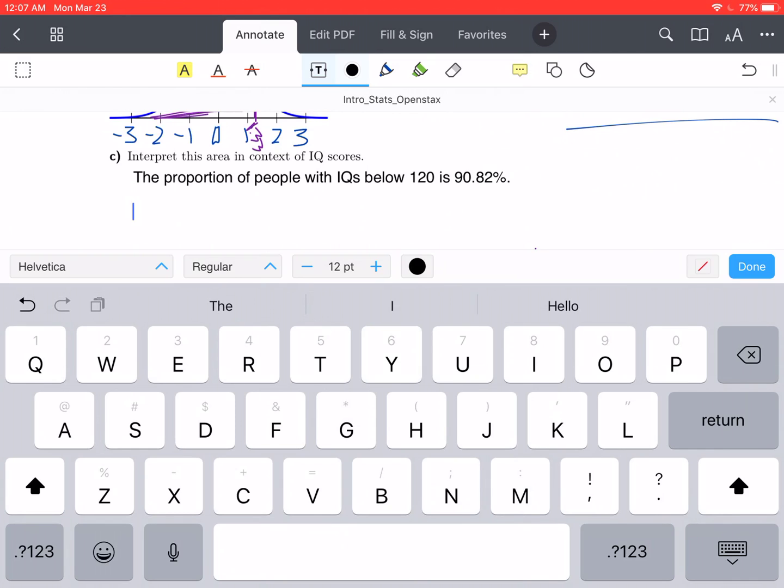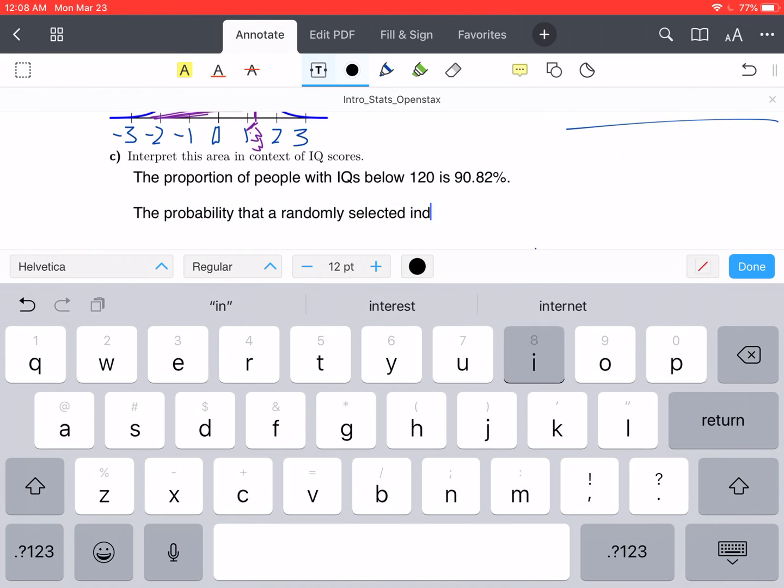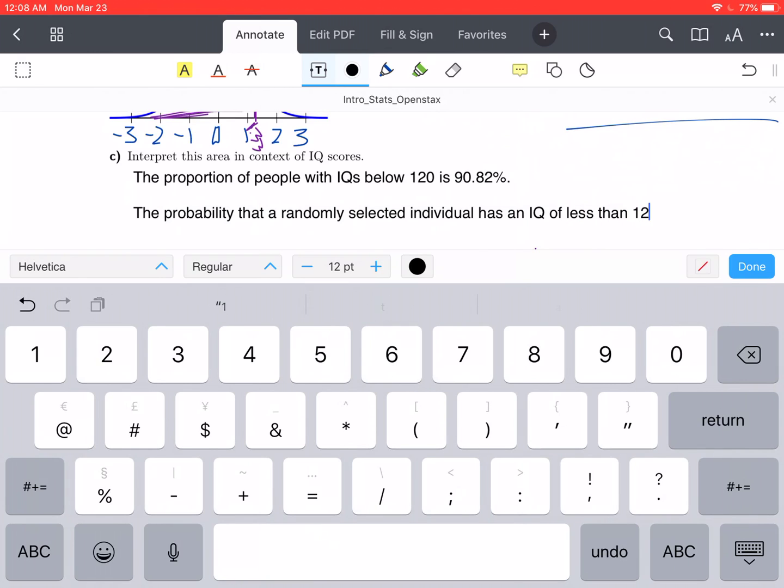And then, of course, our interpretation is a probability. We say the probability that a randomly selected individual has an IQ of less than 120 is 0.9082.